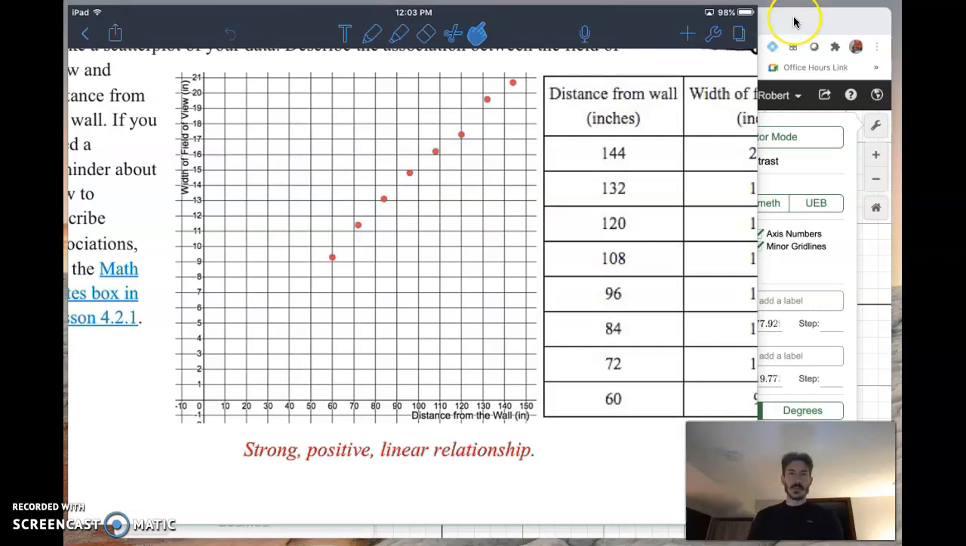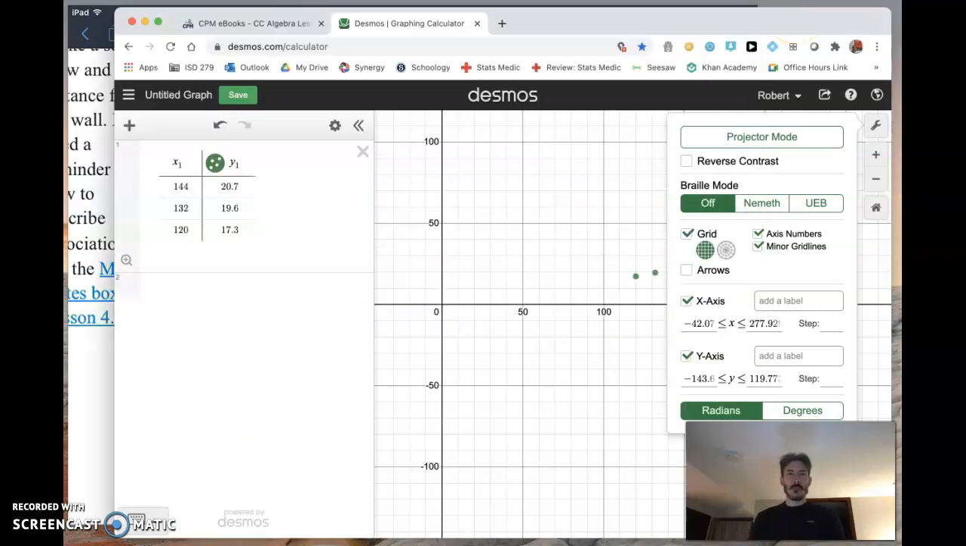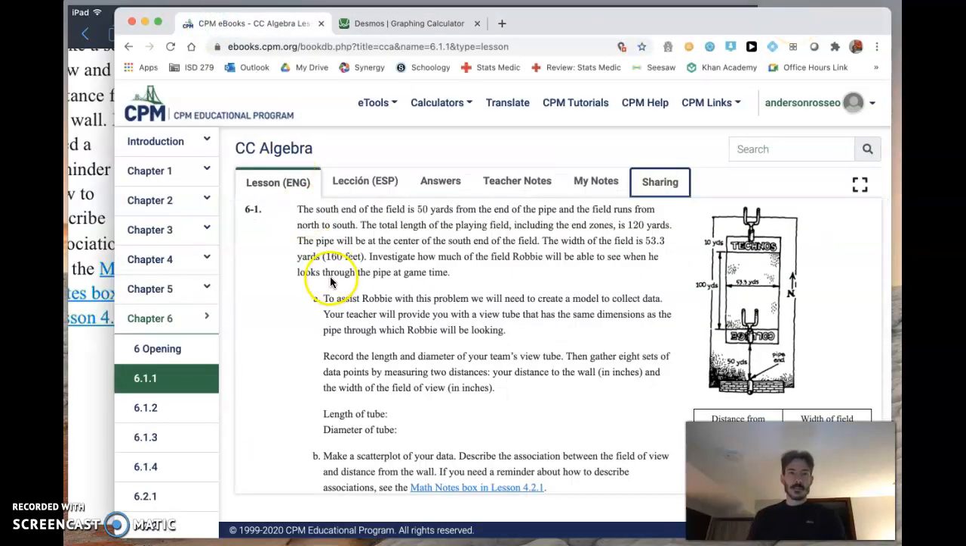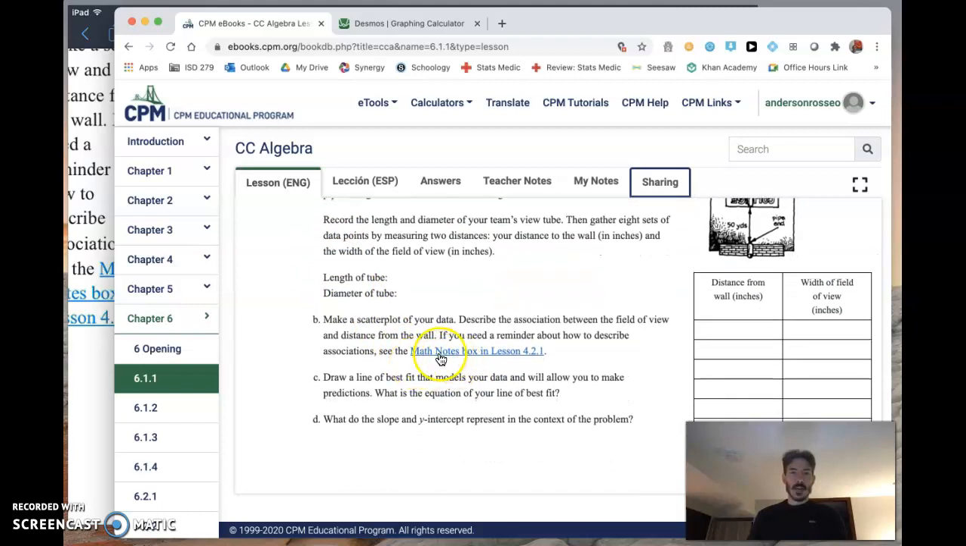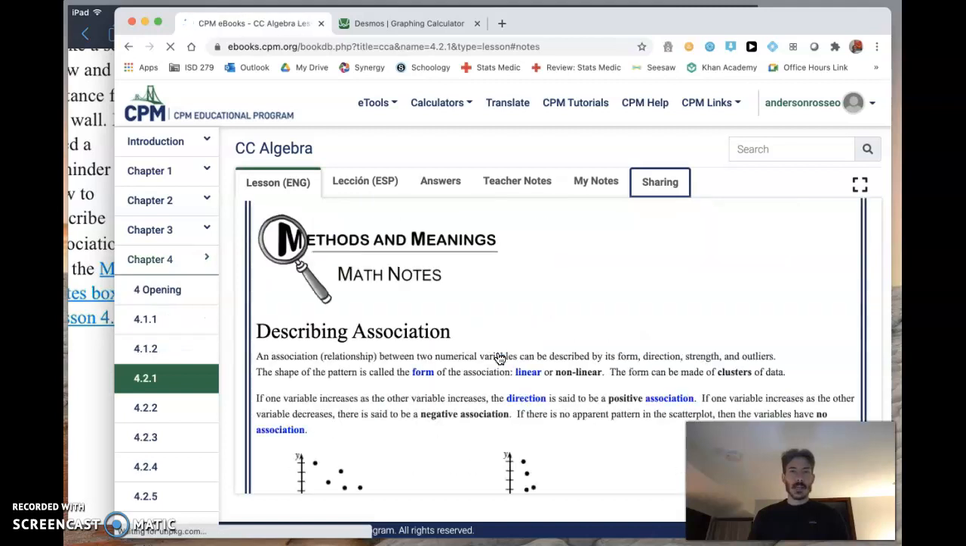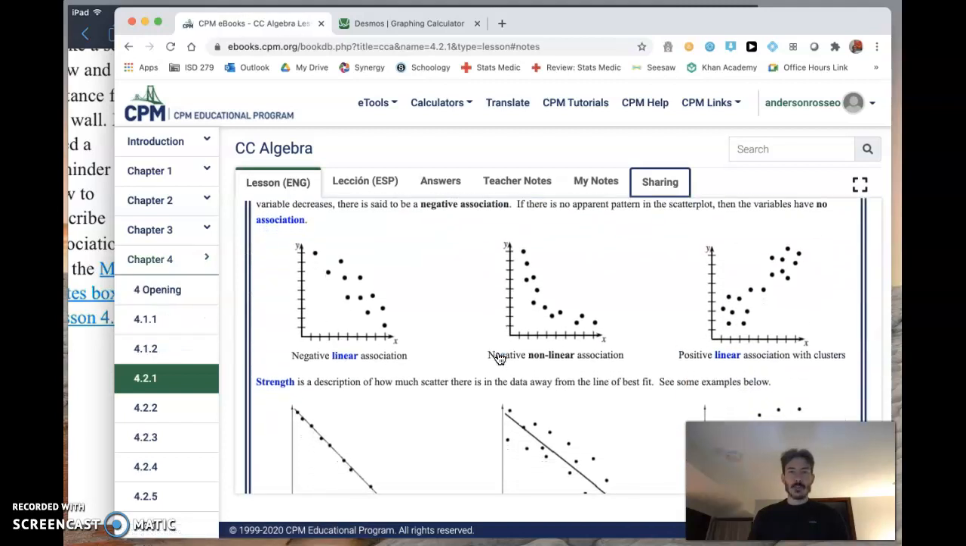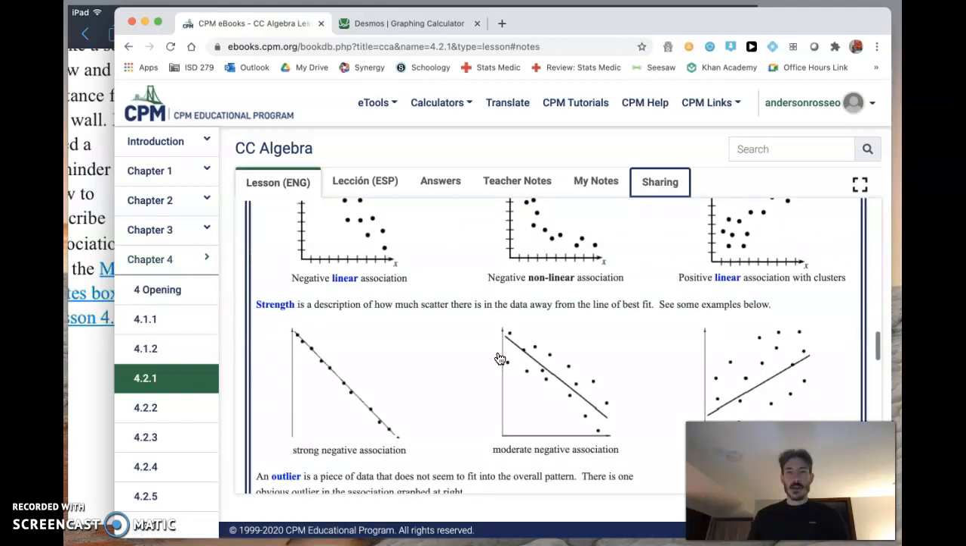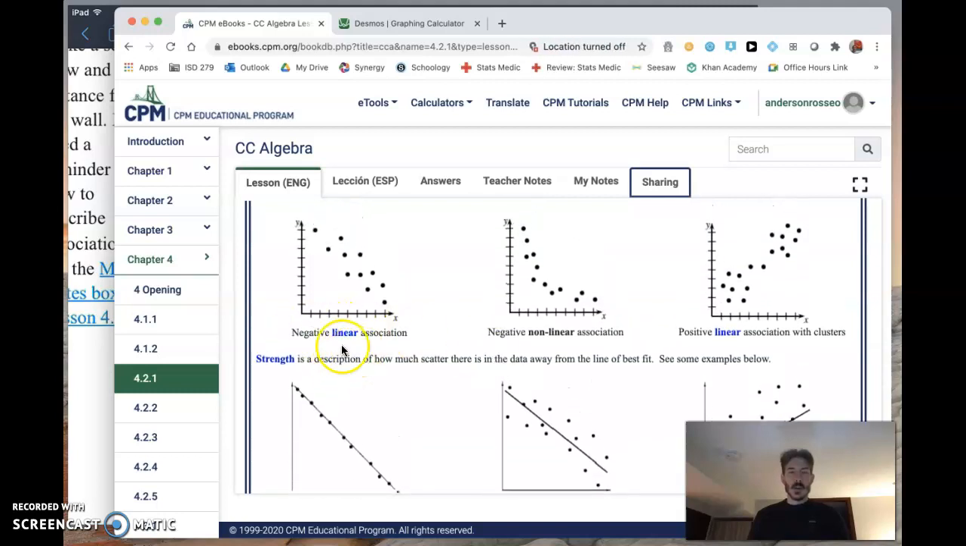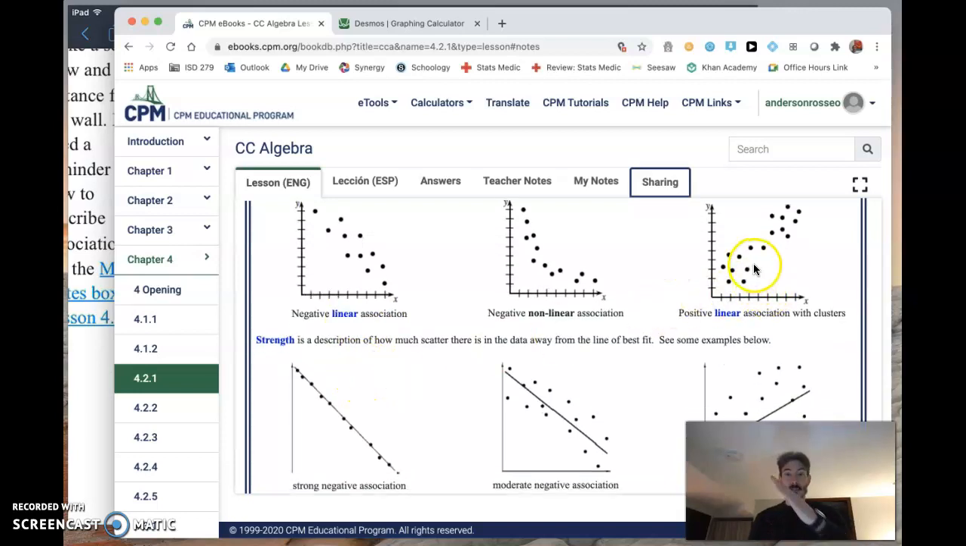Now, how do we know that, or where have we seen that before? Well, way back here in our CPM ebook, you can see that we've got a math notes all the way back from chapter 4. And I'm going to click on that, and it's got a couple of hints for me here on describing an association. Okay, we've got a negative association, one that trends down from left to right. We've got a positive association, one that trends upward from left to right. And ladies and gents, these are both linear models.